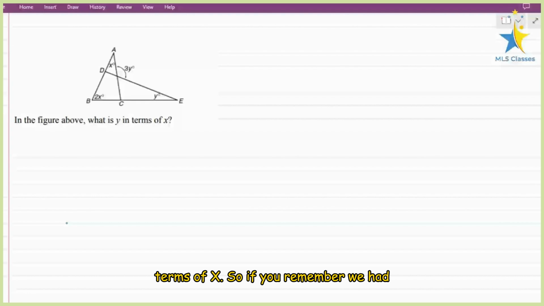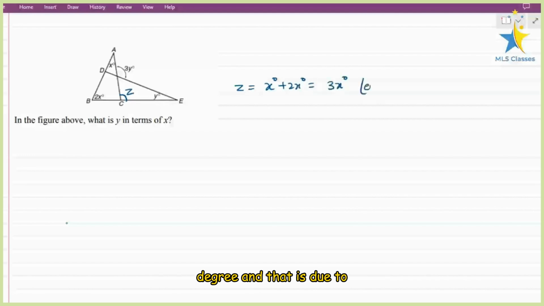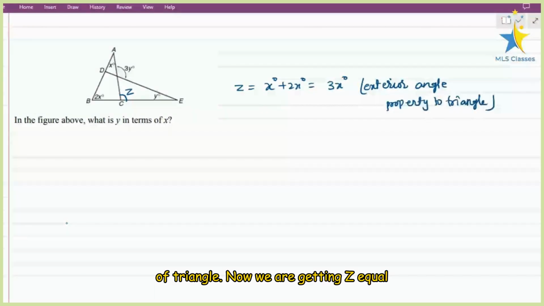If you remember, we had discussed one of the theorems about triangles, that the external angle of a triangle is equal to the sum of the non-adjacent interior angles. So this angle is the exterior angle of triangle ABC. Let's suppose this angle is Z. Then Z will be equal to x degree plus 2x degree. That will be 3x degree, due to the exterior angle property of a triangle. We are getting Z equal to this.